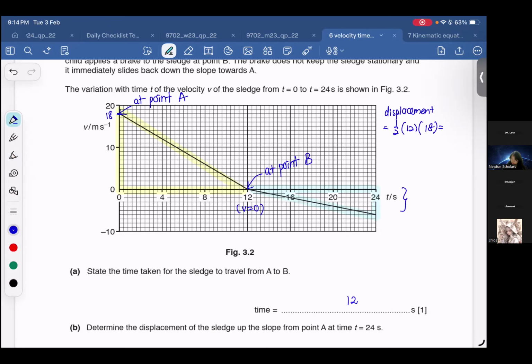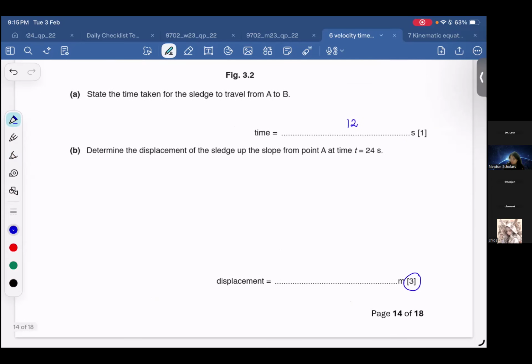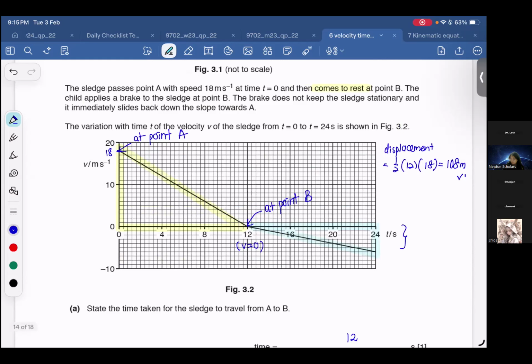So this one you should be able to get 108 meter. If you're able to get this answer, you score 1 mark already. Here there are 3 marks in total. Please show working steps.